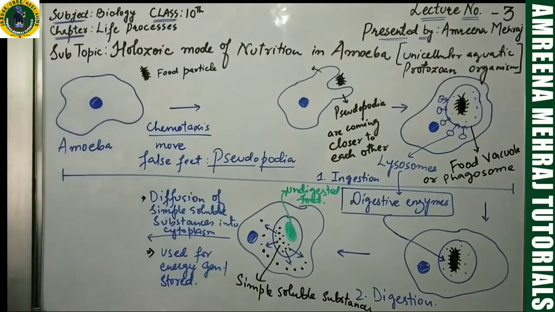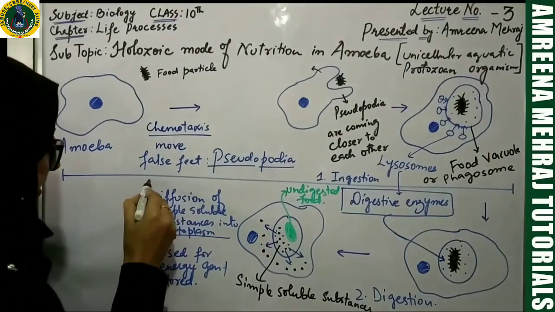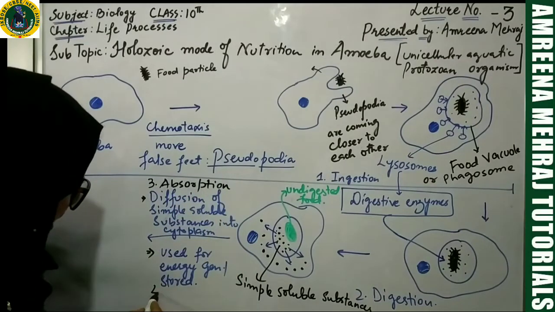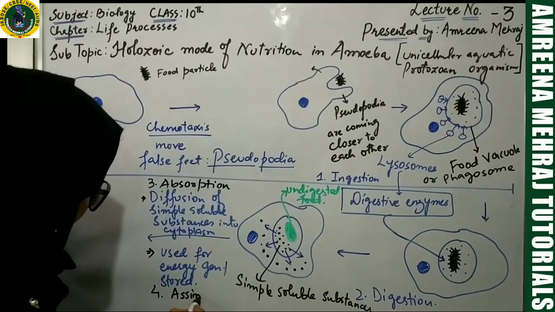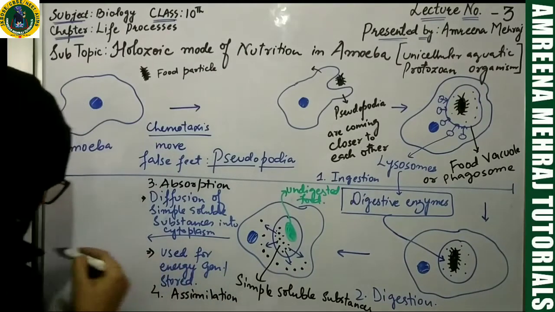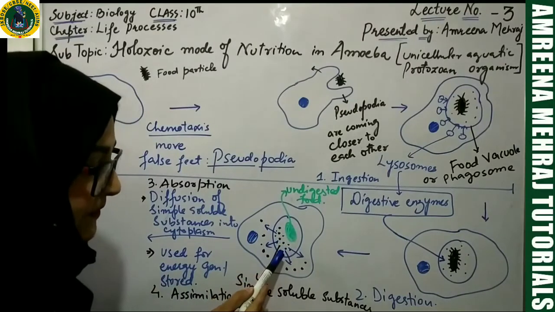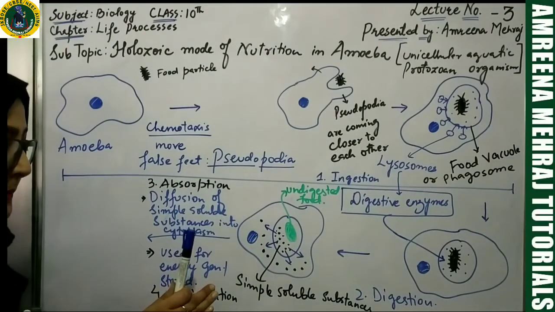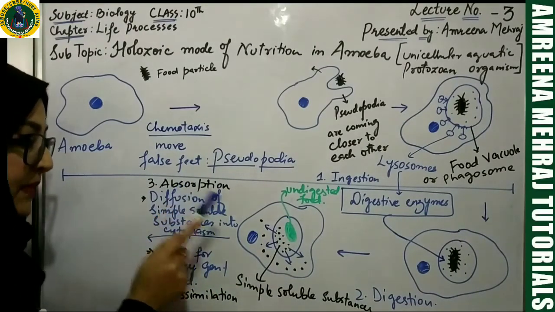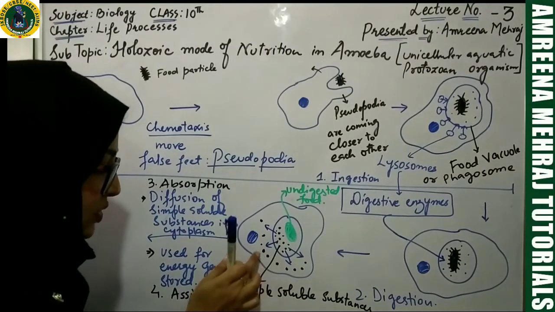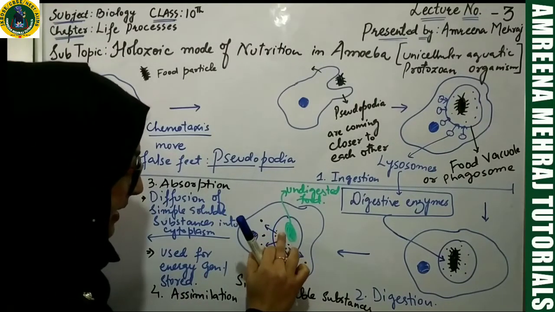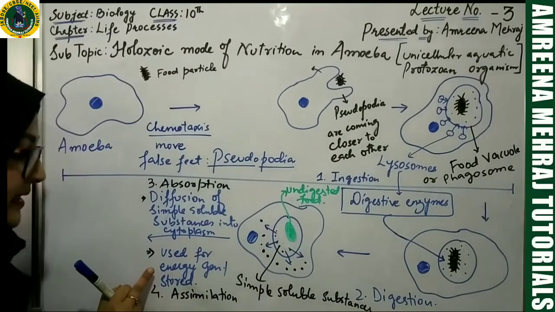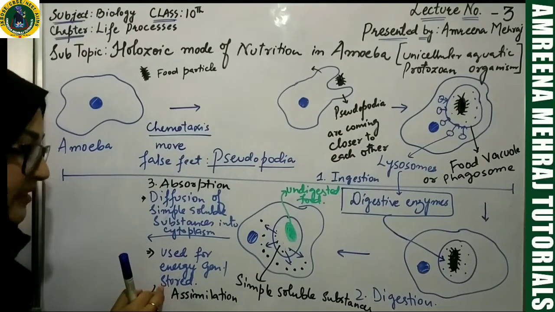I told you earlier, this is the third step, the step of absorption. And this one is the fourth step, the step of assimilation. Try and understand. So you have the simple soluble substances here. They will first of all diffuse into the cytoplasm. That means they are getting transported into the cytoplasm. That step is the absorption step. Once absorption is done, you don't have any substance over here. You have these substances now in the cytoplasm. Inside the cytoplasm, they will either be used for producing energy or they will be stored.